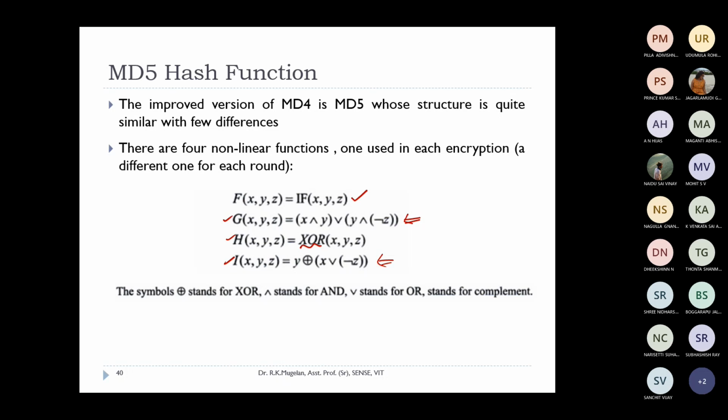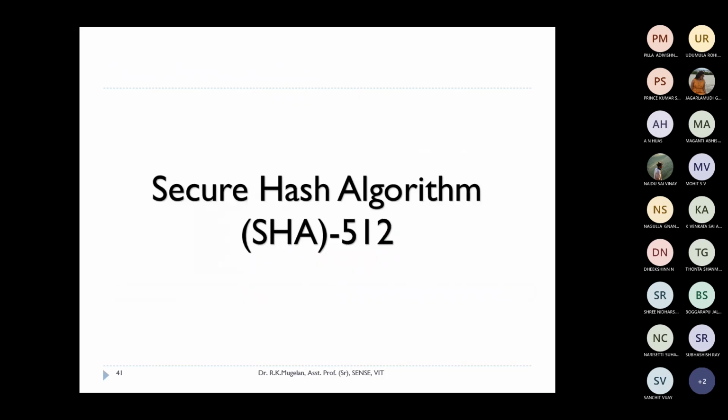Is it clear, guys? MD4 and MD5 improvement. Okay then. Right. Now we move on to the next one.